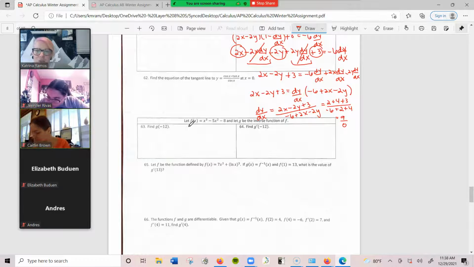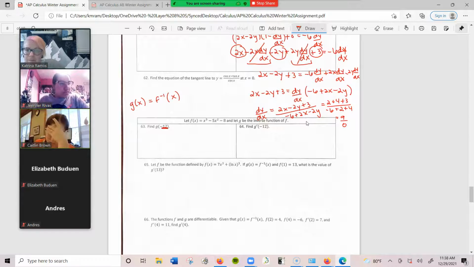Okay. So let f of x equal x to the third minus 5x squared minus 8, and let g be the inverse of f. So g is equal to the inverse, right? This number here is the x value of the inverse, which is the y value of your function. So you're going to make x to the third minus 5x squared minus 8 equal to negative 12.